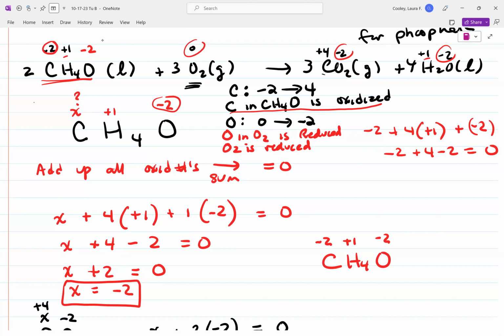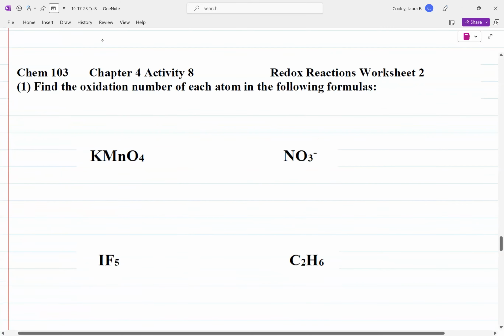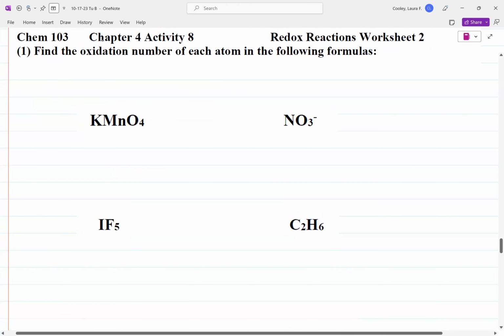Okay. This is just going to take practice. That's all. That's the way it is with chemistry. You got to work a lot of time outside the class. I know. So let's take a look at the activity here. Find the oxidation number of each atom in the following formulas.